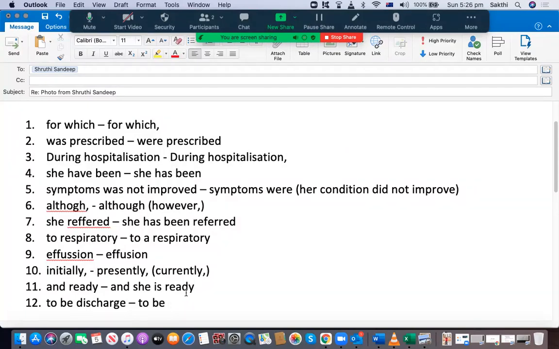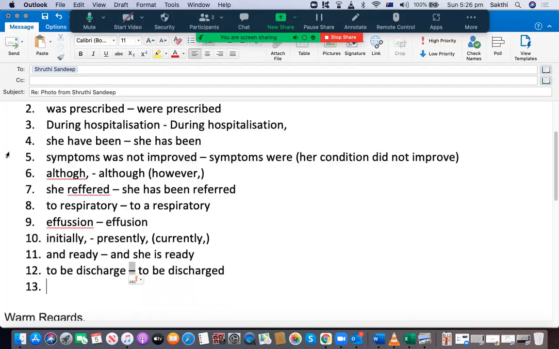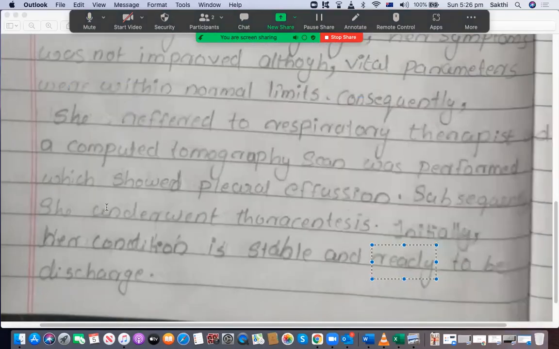You can't use the present verb. Okay, you can't say the first form of the verb. That's wrong. So it should be discharged, to be discharged. All right. Okay, sir. The way you start writing the letter is absolutely fine.